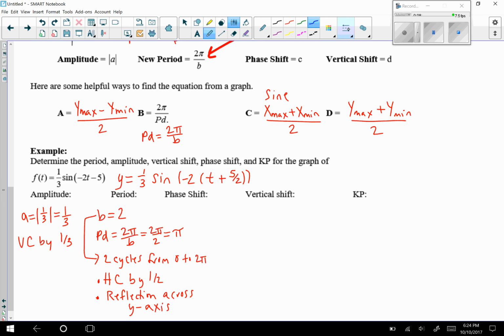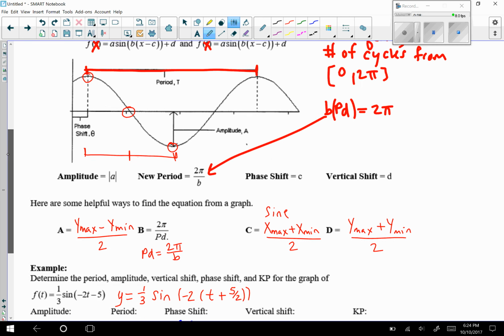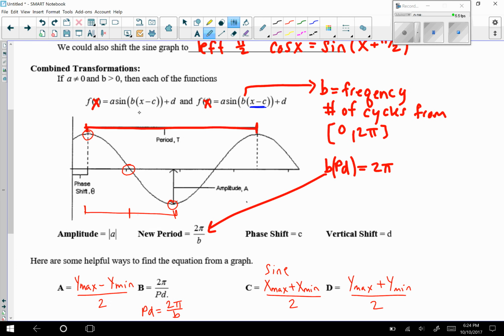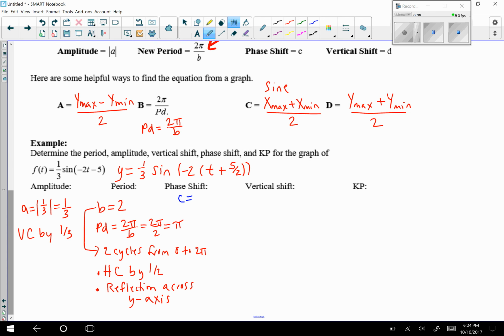So then for the phase shift, it would be this value right here. So remember, we're calling that C. So our phase shift would be C is equal to, and remember that in our general equations, if we go back up here, it's always x minus the number. So in order to get a plus there, our C value would have to be negative. So that means that C is equal to -5/2, and that's why this is actually moving left 5/2. There is no vertical shift because there's no d value, that's just +0, so the d value would be equal to 0, or you could say none.